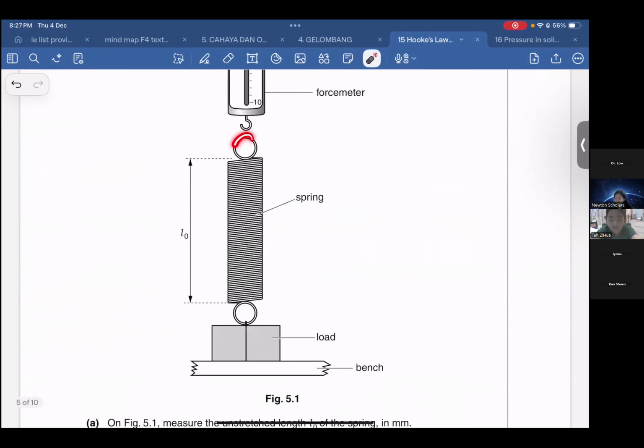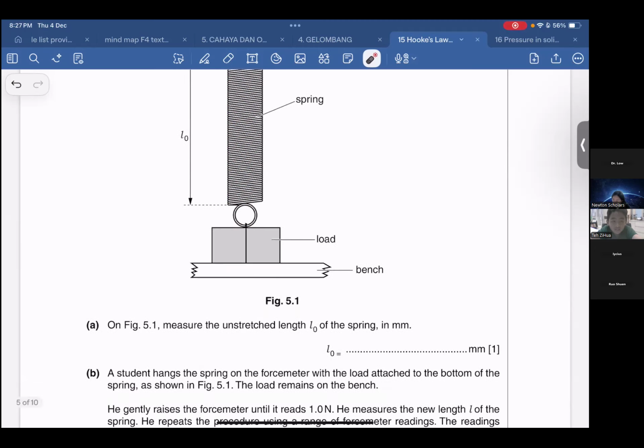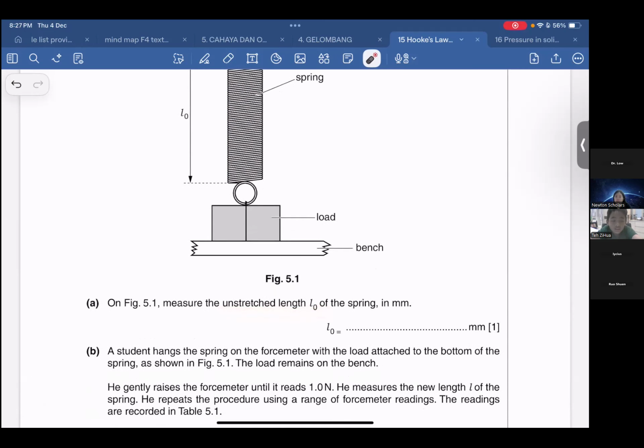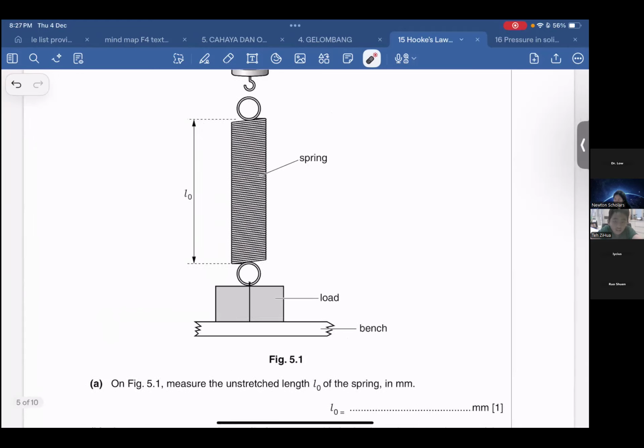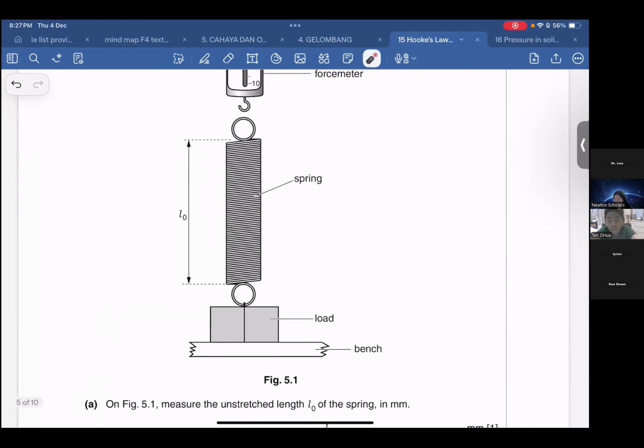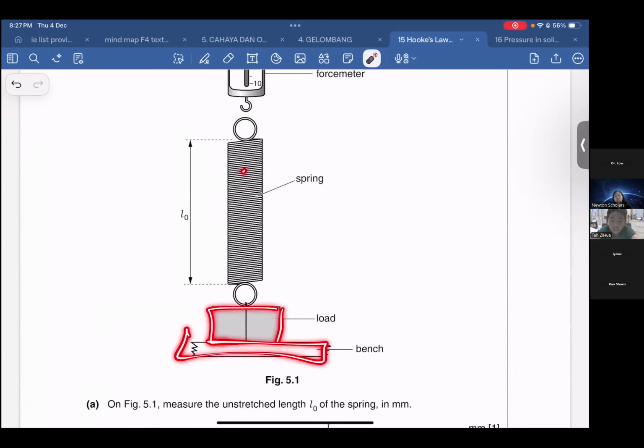Okay, this one is another diagram. You remember these two parts we are not going to measure, because these two parts didn't stretch. They cannot stretch. The extendable part actually is the spring. Always measure below this part, until here. Here, measure the unstretched length. Unstretched length means without any load. Because we put the load on the bench at here, the spring right now didn't experience any force. Okay, measure it.